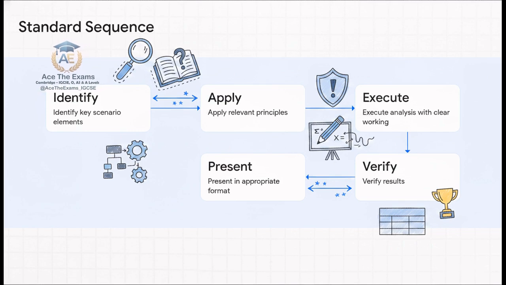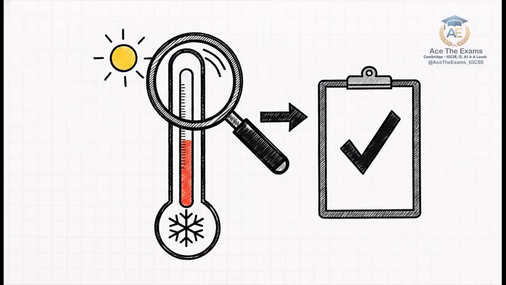If the question asks for a test table, for the love of everything, draw a test table. Don't write a long, rambling paragraph if the command word implies a structured table. This structured, disciplined approach is exactly what separates an A-star candidate from a C candidate. Let's put this into practice with a quick interactive workshop.